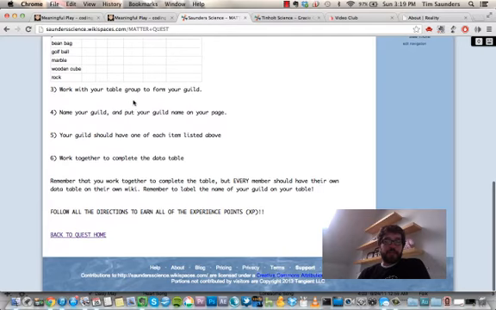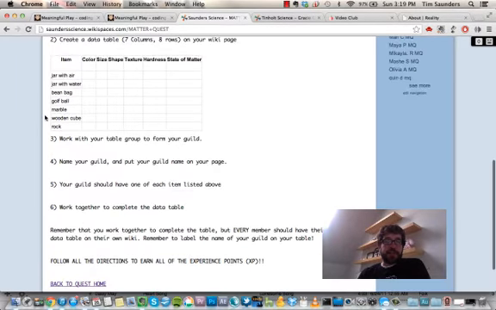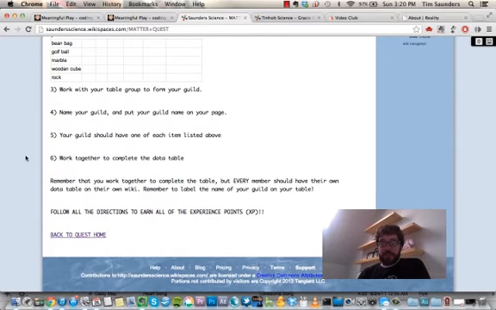They need to work with their table group to form a guild. We were just forming groups based on whoever they're sitting next to in class. They need to get all of these items, which we had in our lab equipment, and make observations on all of them. When they were finished with that, they did a read and reply section, so we had some reading for them to do and some questions to answer. They needed to post those questions and answers on their wiki page, and then do a summary of their learning.